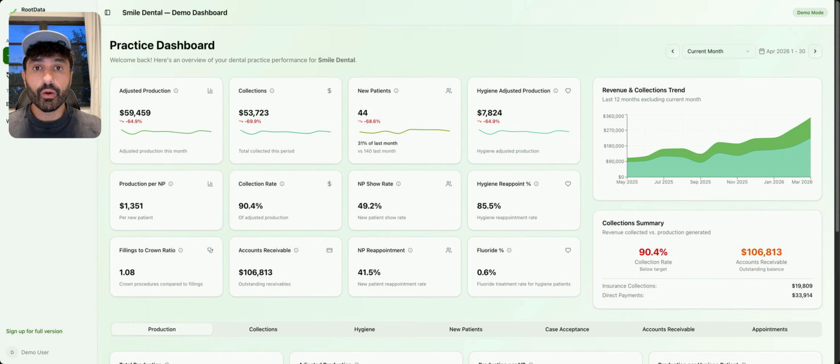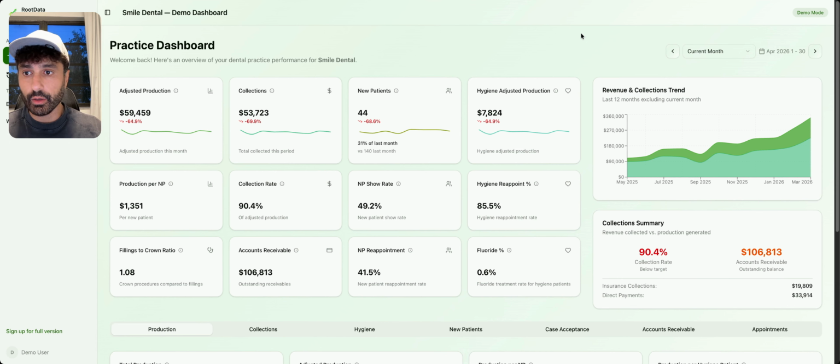In this video, we're going to get to the root of how adjusted production is correlated to new patients. What you'll notice about Root data is it's so easy to dig into the data. You'll start noticing little correlations in how one metric affects another metric, so you can really target these high leverage data points to boost revenue for your practice.